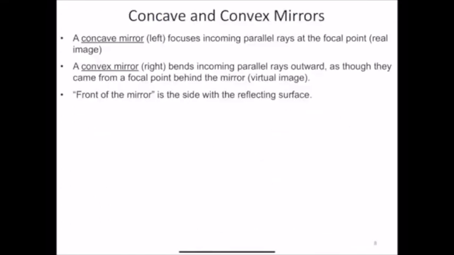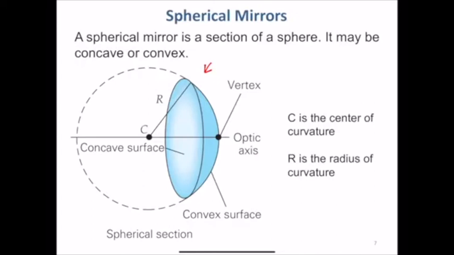Okay. There could be two types of spherical mirrors. You can have a mirror whose convex surface is reflecting, and that is called a convex mirror. Or you could have a mirror whose concave surface is reflecting, and that is called a concave mirror.